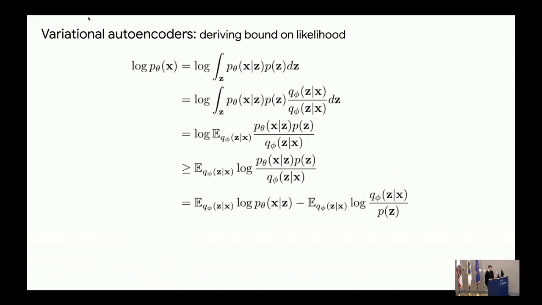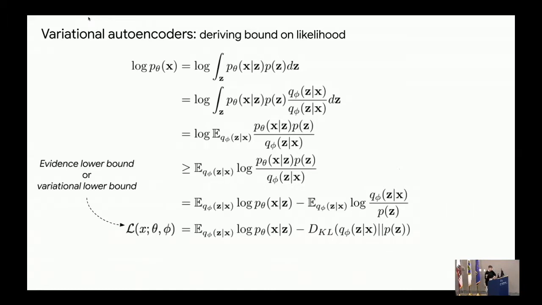Now I'm really just rearranging terms. This term on the right here is just the KL divergence between the approximate posterior and the prior distribution that we have. This bound is typically referred to as the evidence lower bound or the variational lower bound. I'm going to come back to this equation in a second and give some more intuition for what these two pieces mean. This is really going to end up being a reconstruction loss once I give the autoencoder intuition. And then this here is the KL divergence between the approximate posterior and the prior.